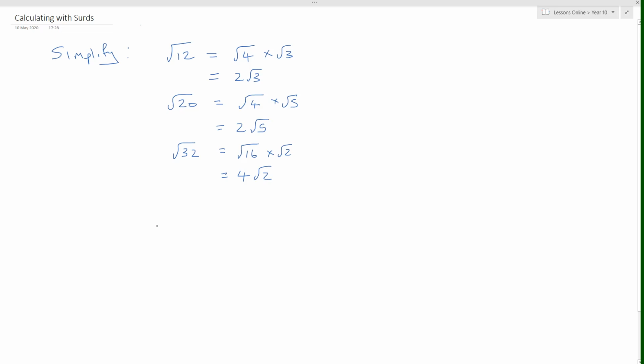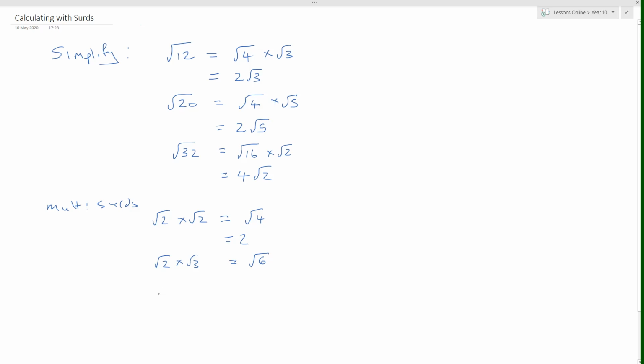We also looked at multiplying surds. In order to multiply surds, we could have, say, the square root of 2 times the square root of 2, which is going to be the square root of 4. And the square root of 4, as you know, is 2. We looked at, say, the square root of 2 times the square root of 3. That's going to give me 2 times 3 is 6, so the square root of 6. And that's the end of that, I can't simplify any further.